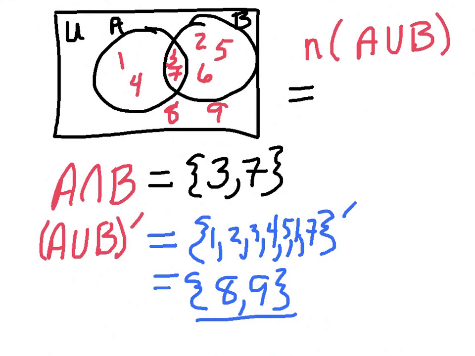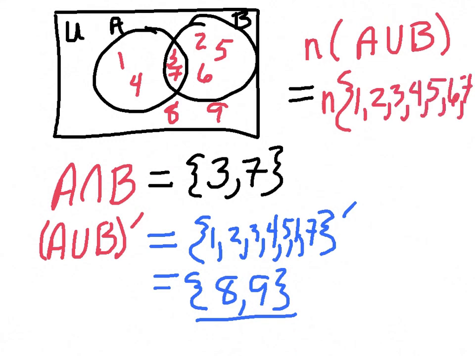So let's look at the number in A union B. Before, we found what A union B was. It's 1, 2, 3, 4, 5, 6, and 7. It's the set that contains those 7 elements. So what's the number in that set? Well, the number in that set is 7.